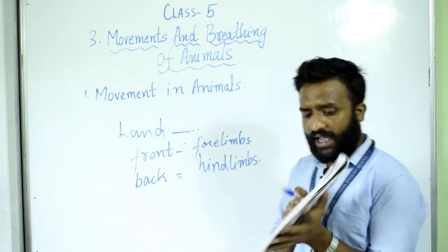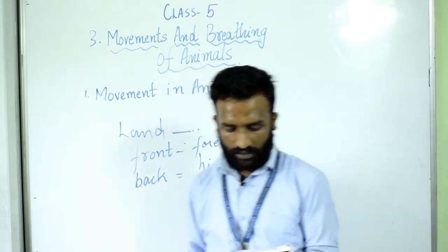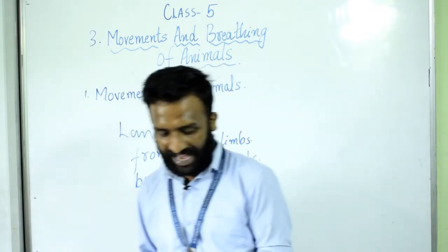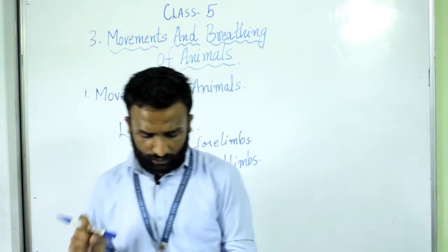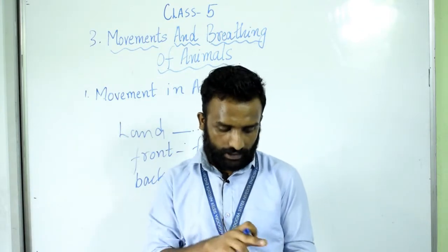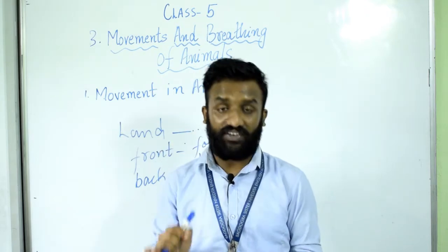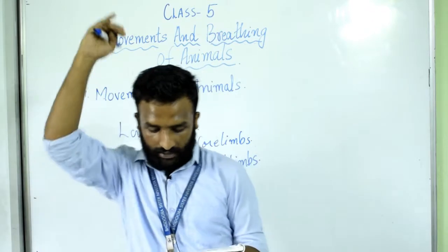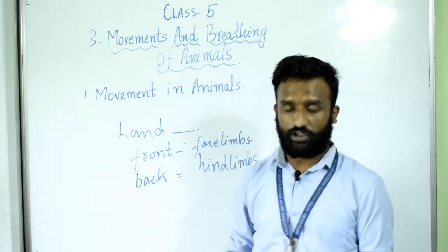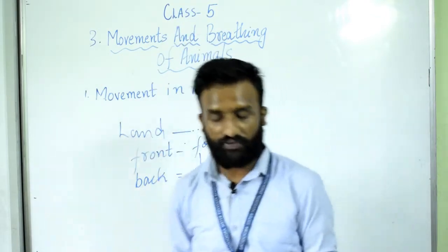Now see here in this box, a note is given, so I am going to explain this one. The largest living land animal is the bull African elephant, which is about 12 feet tall, and the giraffe is the tallest land animal, with a height of 19 feet.